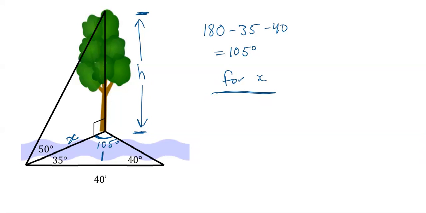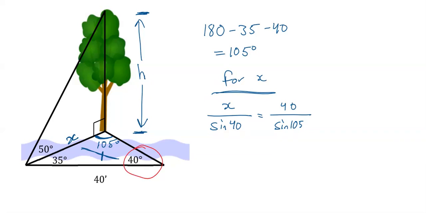So this is going to be, and then x is across from the 40. So this is going to be x over sine 40 equals 40 over sine 105. It's confusing when you have 40, the same number in there twice. But this 40 is that one there, right? Because it's an angle, and it's the one that's across from the x. Okay, go ahead and solve this. You don't have to wait for me.